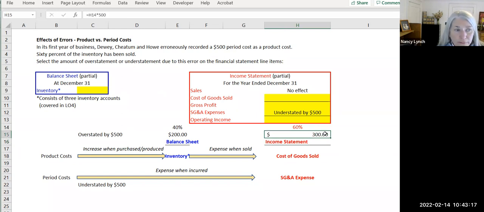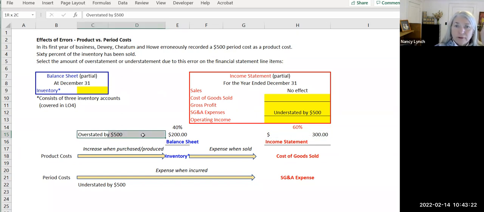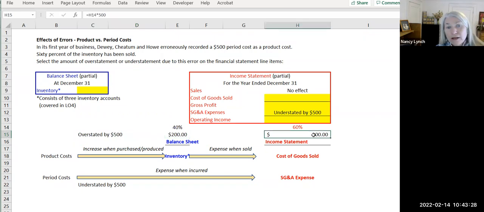So in other words, you had increased inventory by 500. That 500 though, 200 of it's still there. 200 is still in inventory, but 300 of it has been expensed. That should not have even been part of cost of goods sold. So if you look at this, our cost of goods sold is overstated by $300.